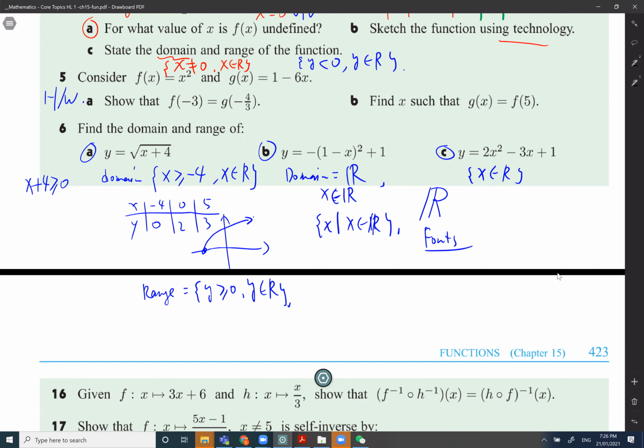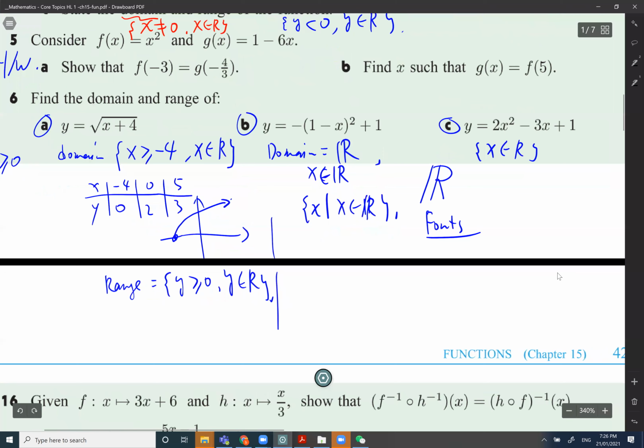Range is a little bit different. Isabella, for part B, what's the range? This is a parabola. Do you know what the graph looks like? Very good. Isabella said the graph goes this way, or just this way. Yes, y less than or equal to 1, y is a real number.